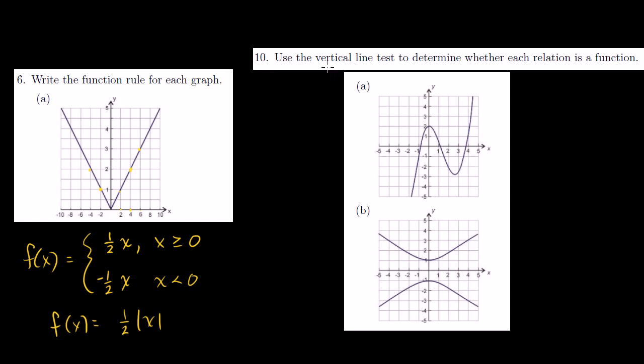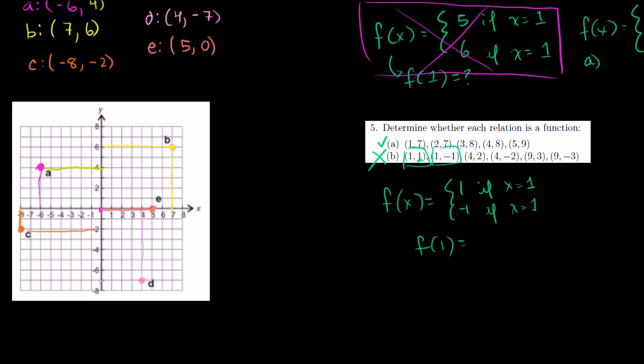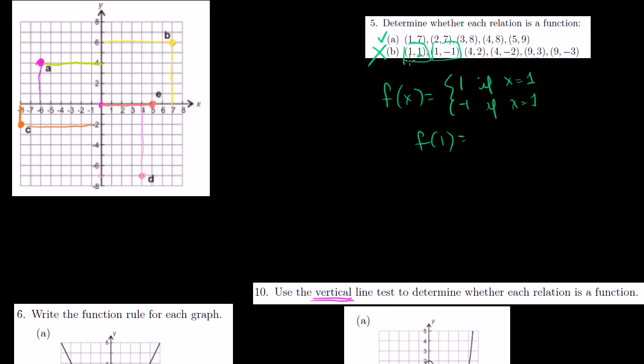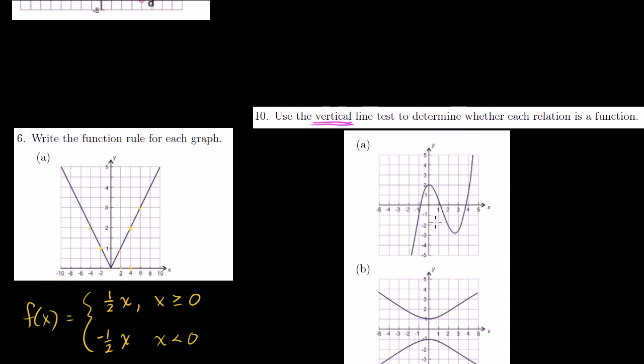Problem 10. Use the vertical line test. Let me switch colors for this one. Use the vertical line test to determine whether each relation is a function. Now, the vertical line test is just a visual way of doing exactly what we did in this problem over here. Something is only a function if for a given x value, you only have one y value. So for example, when they say a vertical line, that means at any point, I should be able to draw a vertical line on this function and only intersect it once, right? Because a vertical line says, look, when x is equal to 3, there's only one value that I can get on our function, right? That's what I'm doing with the vertical line.